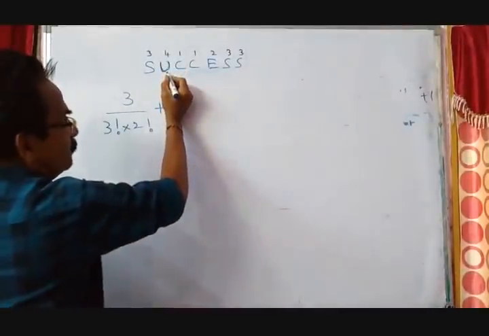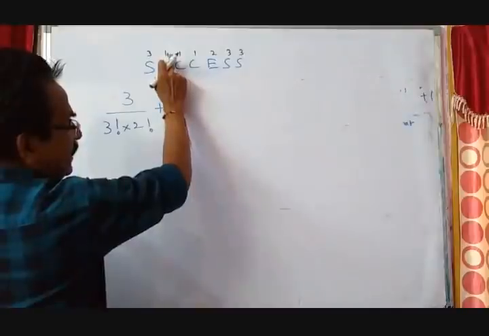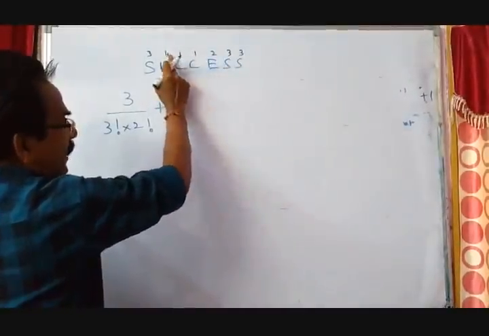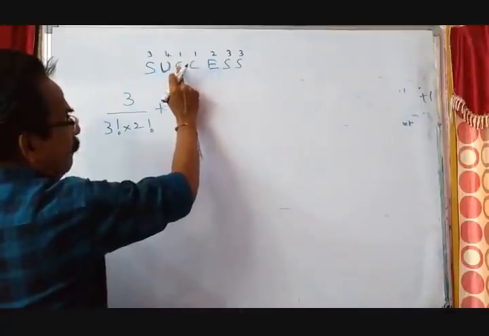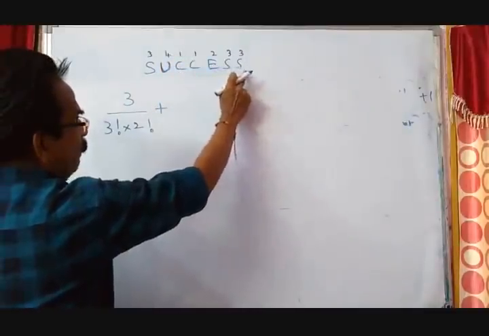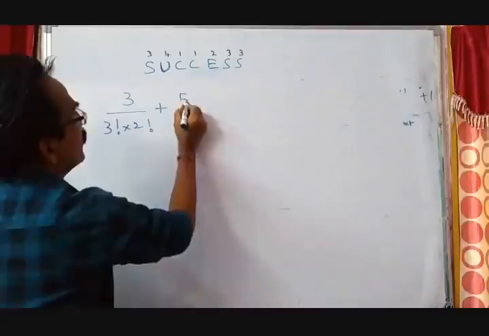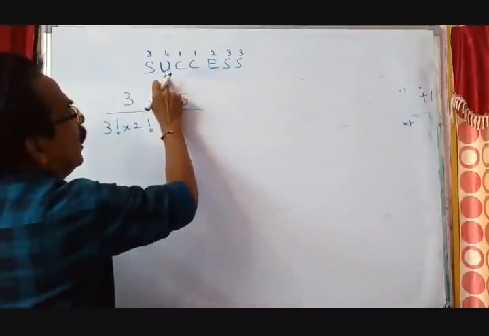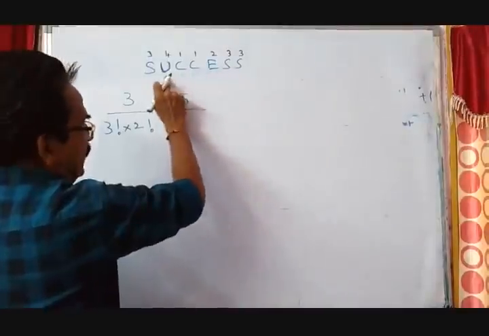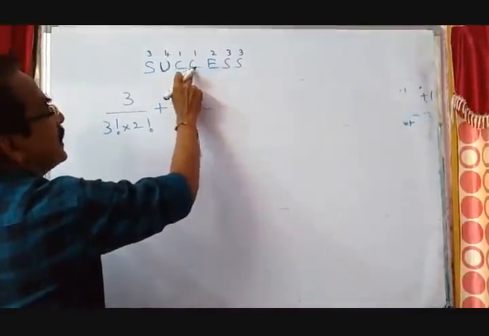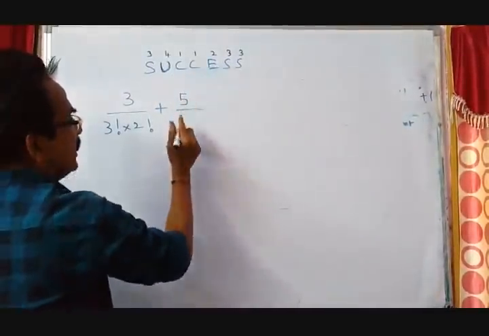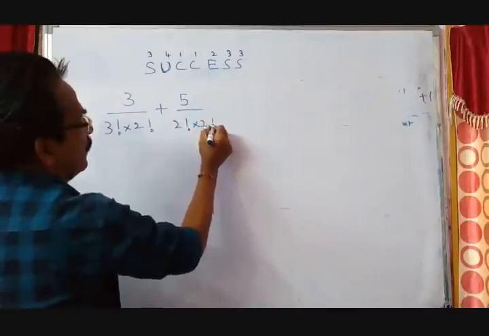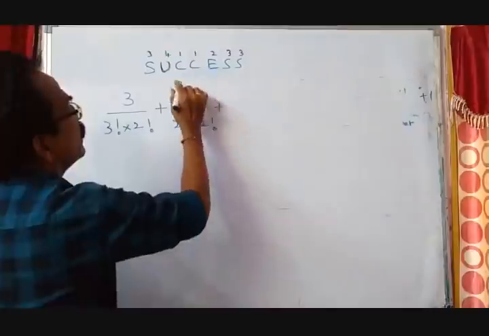Next, U. How many letters are there to the right of U lower than the rank 4? 1, 2, 3, 4, 5. 5 letters are there. By including U, how many letters are repeated to the right of U? 2 C's are there, 2 S's are there. So 2 factorial into 2 factorial. This is U.